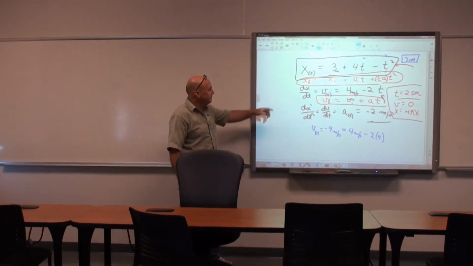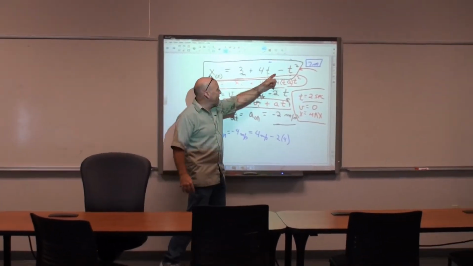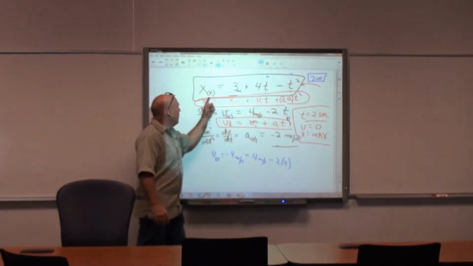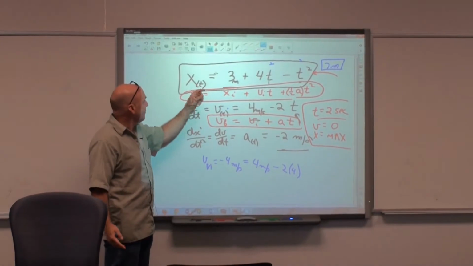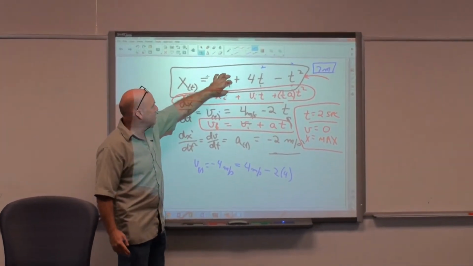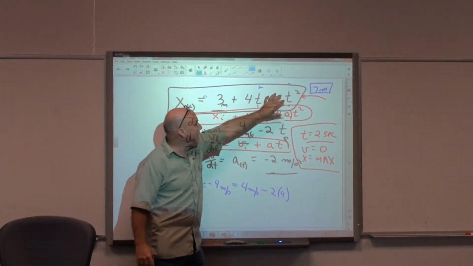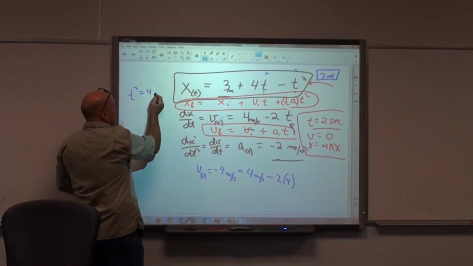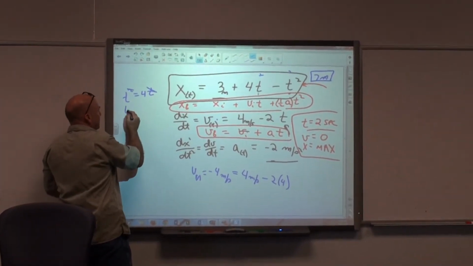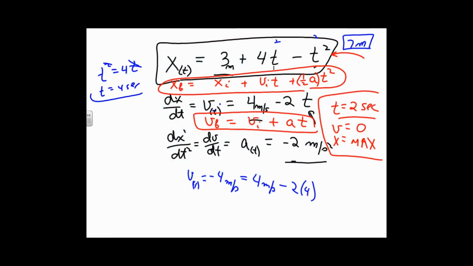Let's try it again. What time t was x 3? 3 minus 3, 0. Move that over to the other side, and you get t squared equals 4t. One of the t's cancel, and t equals 4 seconds. So it got back to the origin after 4 seconds. We just proved it. Okay?